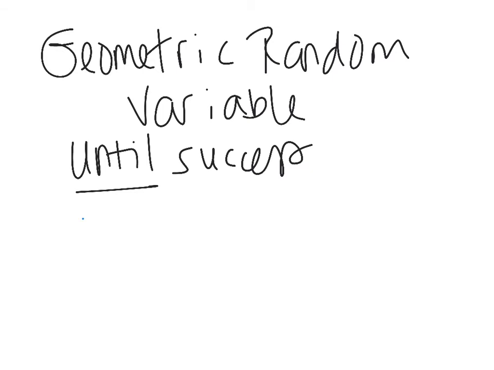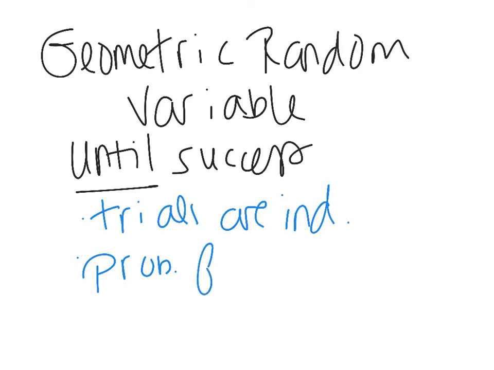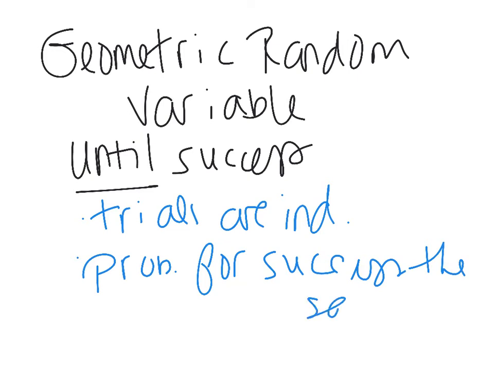The conditions that must be met: the trials still have to be independent, just like for the binomial, and the probability of success still has to be the same. So with rolling a die, a binomial situation would be: out of 10 rolls, how many times did I roll a 3? A geometric random variable would be: how many rolls does it take for me to get a 3? So my random variable Y is my number of trials to get my first success.